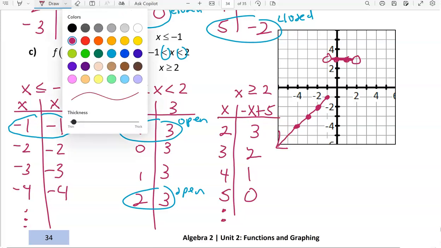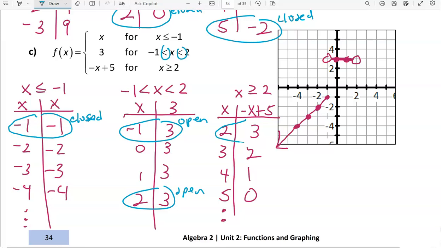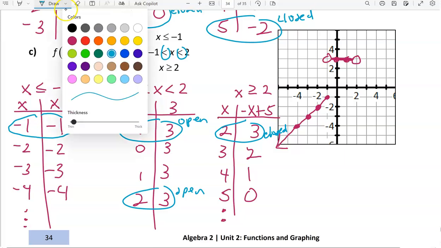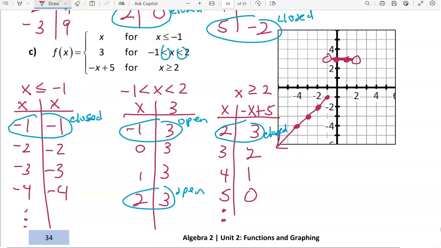And the endpoint of this interval, x equals 2, is included. That will be a closed circle in the graph. So 2 comma 3. And what you'll notice about this one is that it's going to fill in that open circle. So the open circle is not there anymore because the point 2, 3 is included. And then 3, 2, and then 4, 1, and 5, 0, and the graph continues in that direction with an arrow on the end. So you'll notice there's actually only one point of what we call a discontinuity in this graph because our two pieces did meet up at 2 comma 3.